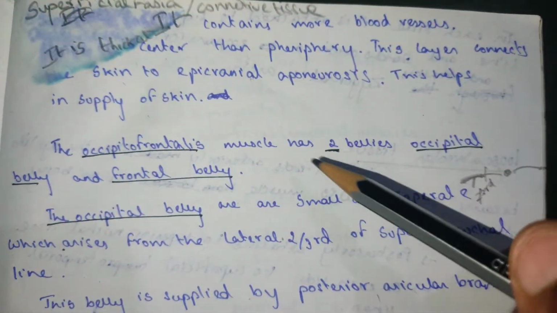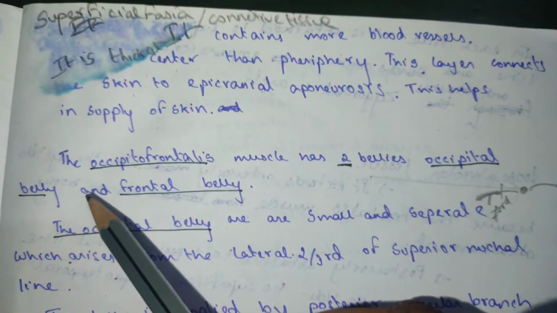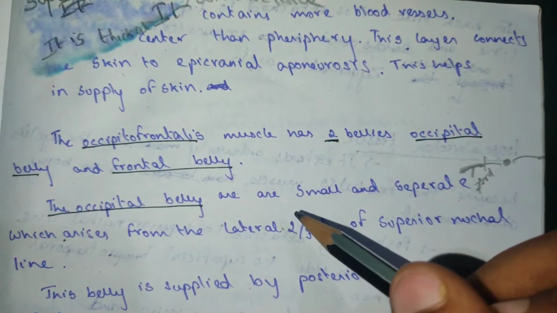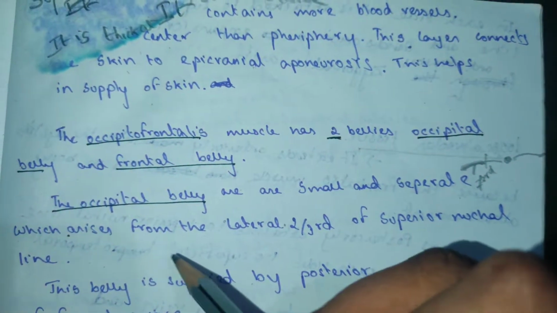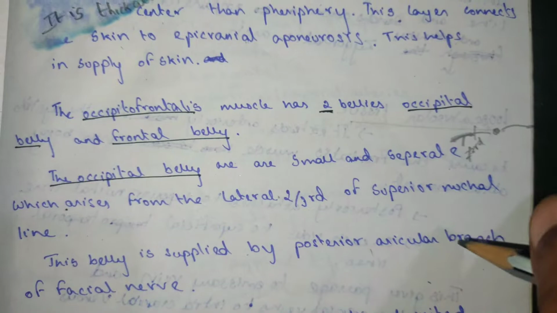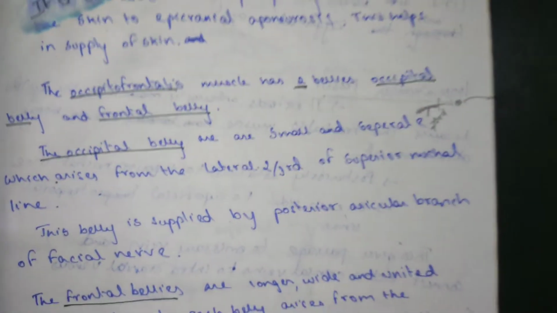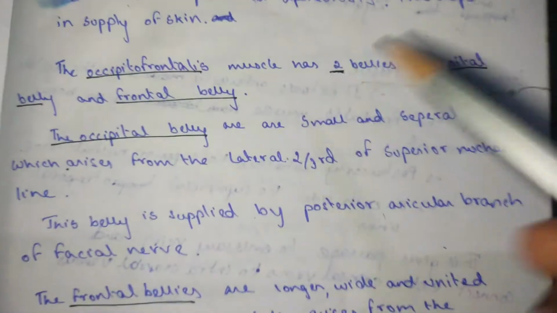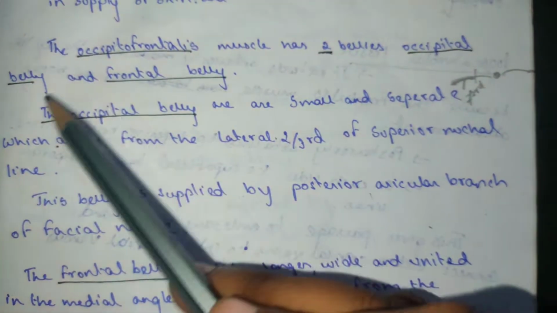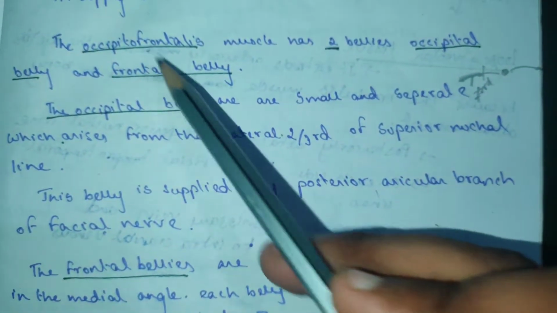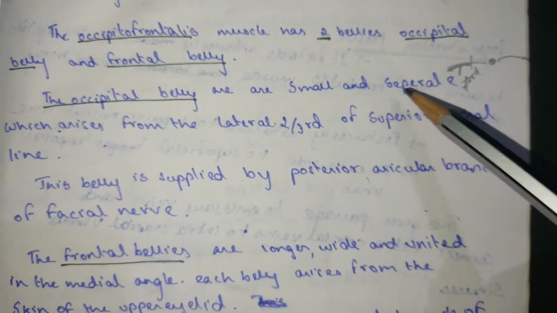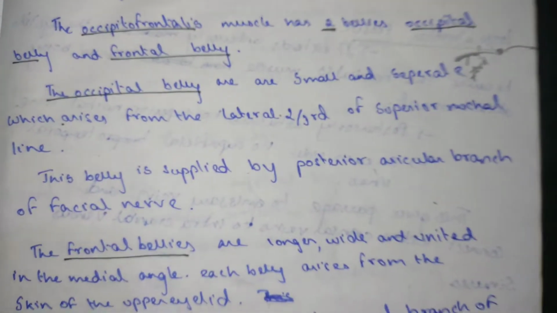The occipitofrontalis muscle has 2 bellies, the occipital belly as well as the frontal belly. The occipital belly is small and separate, and arises from the lateral 2/3 of the superior nuchal line. It is supplied by the posterior auricular branch of the facial nerve. As the name suggests, occipitofrontalis means there are 2 bellies: the occipital belly for occipito and the frontal belly for frontalis.